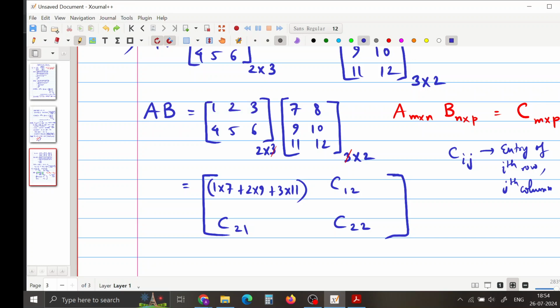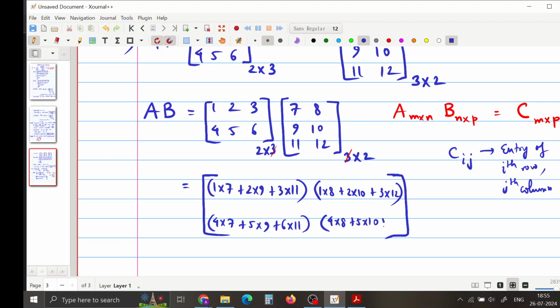So I'm just writing C12. You will get 1 times 8 plus 2 times 10 plus 3 times 12. Great. And similarly, the other terms also you can compute. This will be 4 times 7 plus 5 times 9 plus 6 times 11. Similarly, the last entry would be 4 times 8 plus 5 times 10 plus 6 times 12.